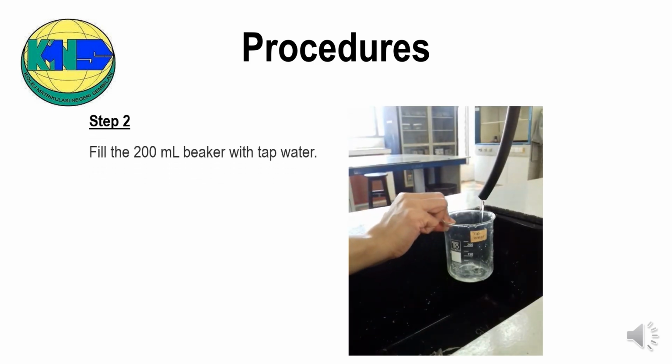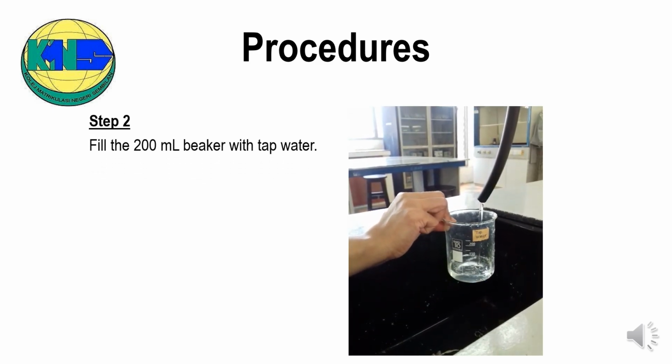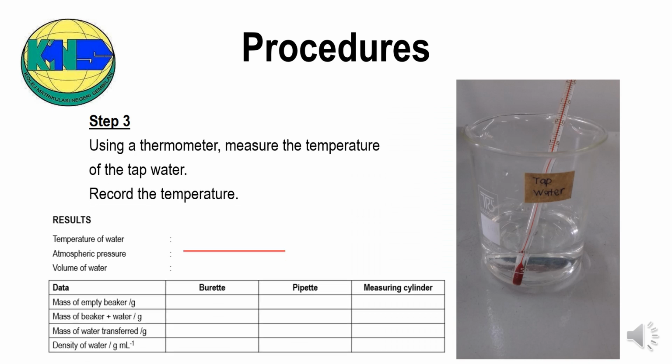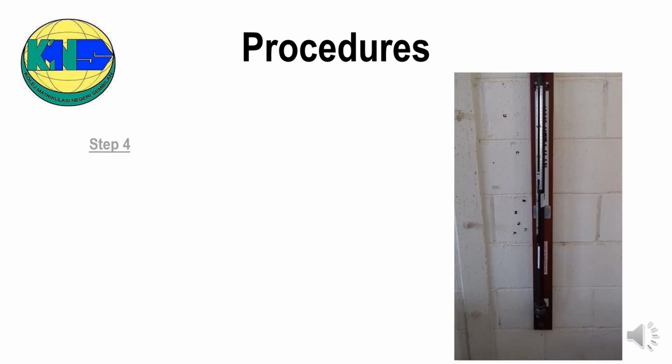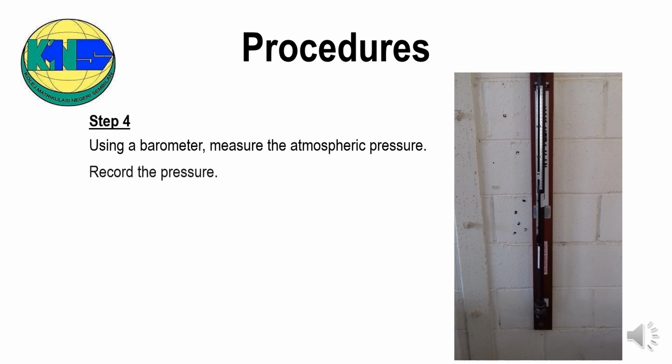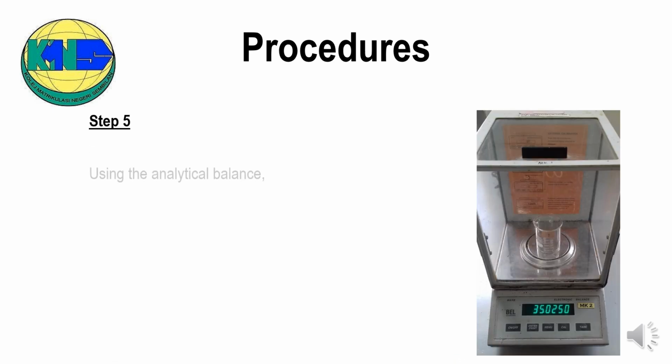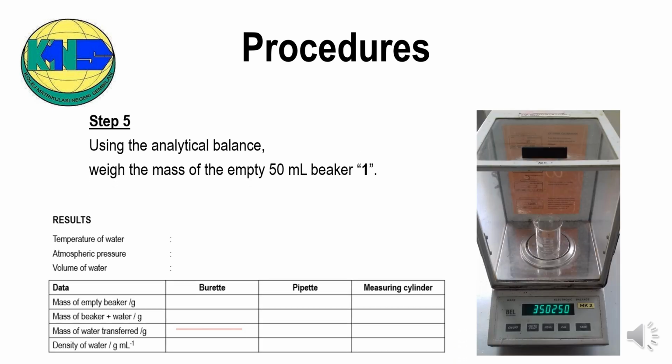Step 2. Fill the 200 milliliter beaker with tap water. Step 3. Using a thermometer, measure the temperature of the tap water and record the temperature. Step 4. Using a barometer, measure the atmospheric pressure. Record the pressure. Step 5. Using the analytical balance, weigh the mass of the empty 50 milliliter beaker labeled as 1.